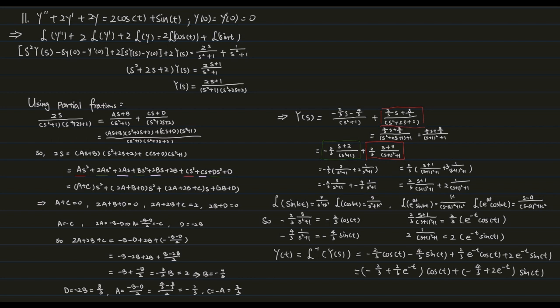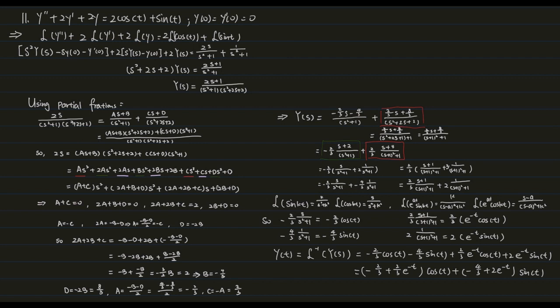the Laplace of y double prime plus 2 times Laplace of y prime plus 2 times Laplace of y equals 2 times Laplace of cosine t plus Laplace of sine t. We plug in y(0) and y prime(0), and we can get Y(s) equals (2s plus 1) over (s squared plus 1) times (s squared plus 2s plus 2). Then using partial fractions, we can get 2s equals (as plus b) times (s squared plus 2s plus 2) plus (cs plus d) times (s squared plus 1).